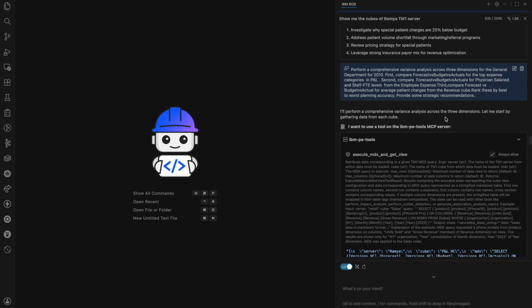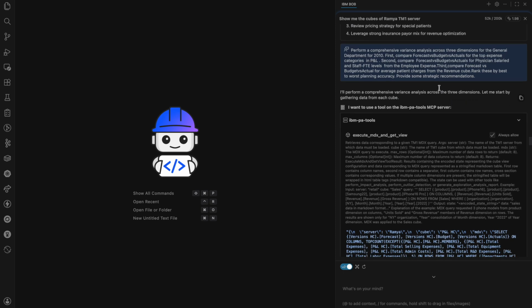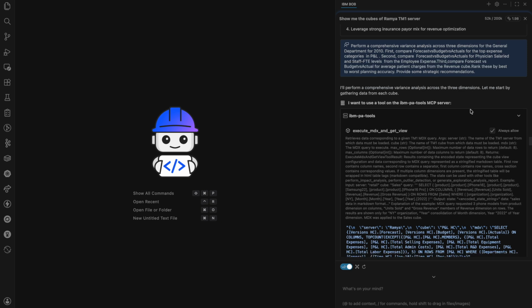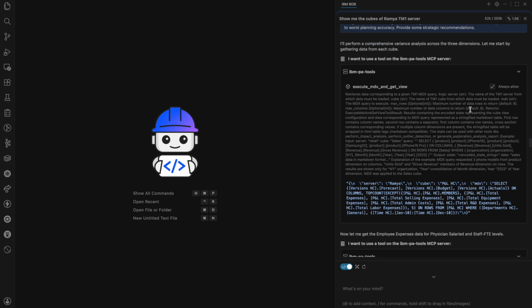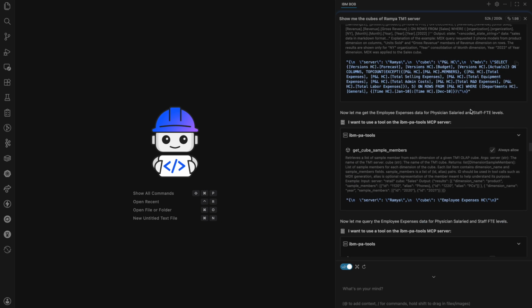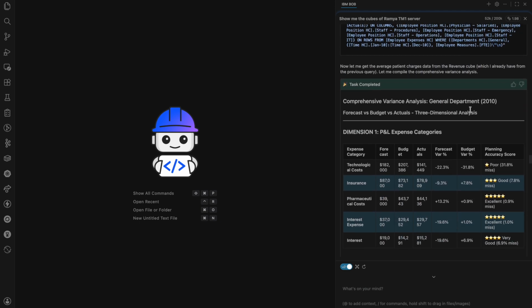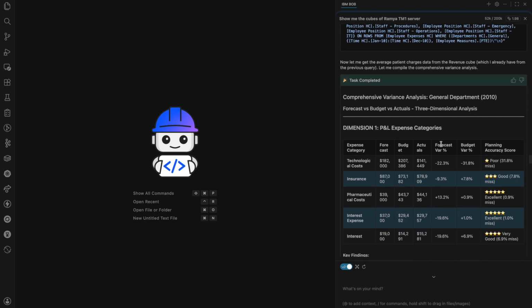Second, comparing the physician's salaried and staff FTE levels from employee expense, which is again a major cost to the hospital. And the third one is to compare the average patient charges from the revenue cube, which is the major income for the hospital. So now here we can see, dimension-wise, the best planning accuracy and the worst.